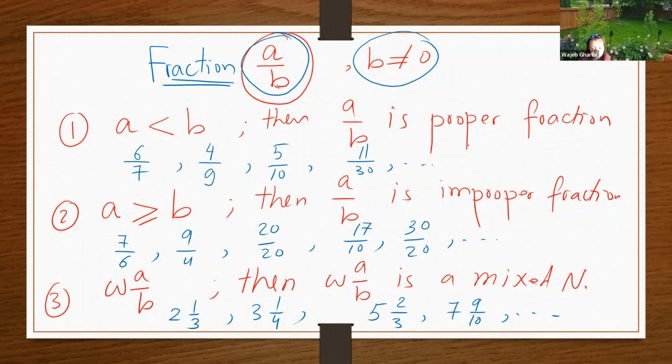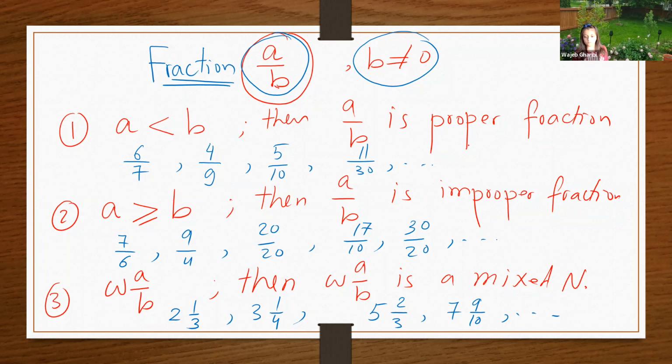When A is greater than or equal to B, or when the numerator is greater than or equal to the denominator, then the fraction is called an improper fraction. And we have given some examples: 7/6, 9/4, 20/20, 17/10, 30/20, okay?